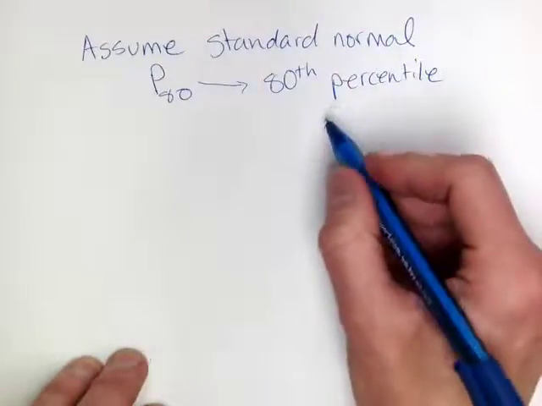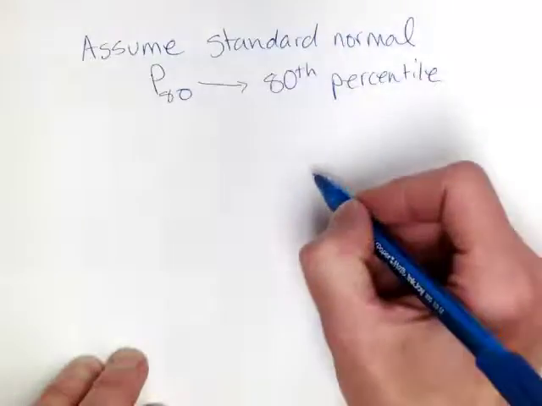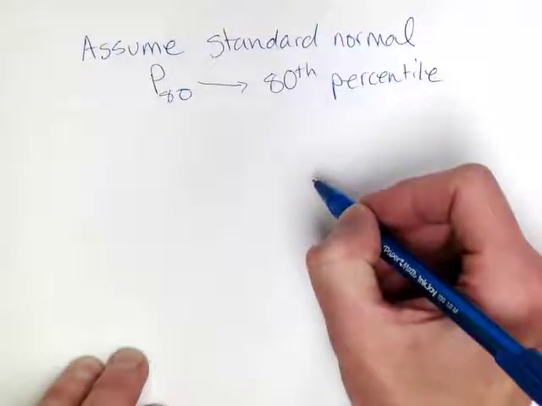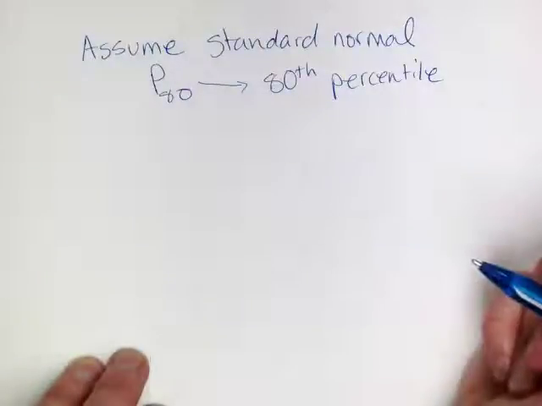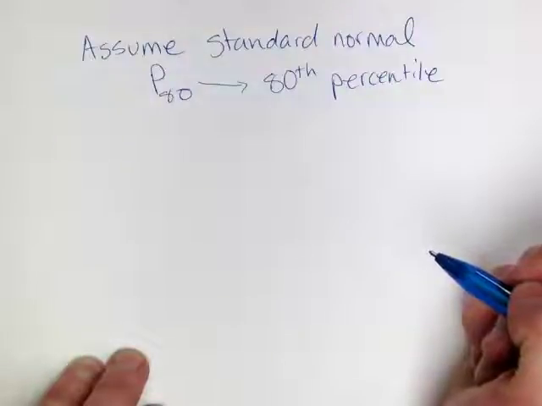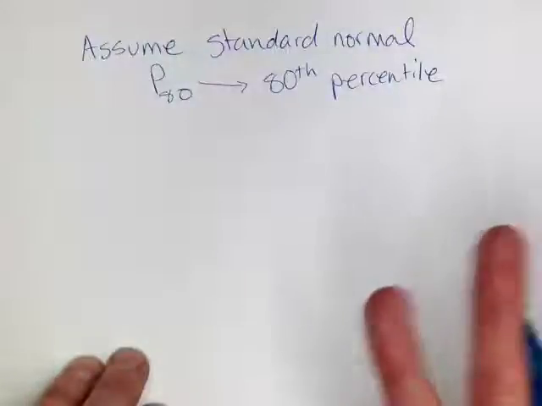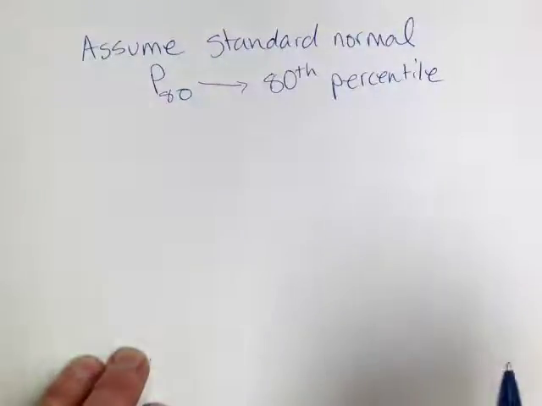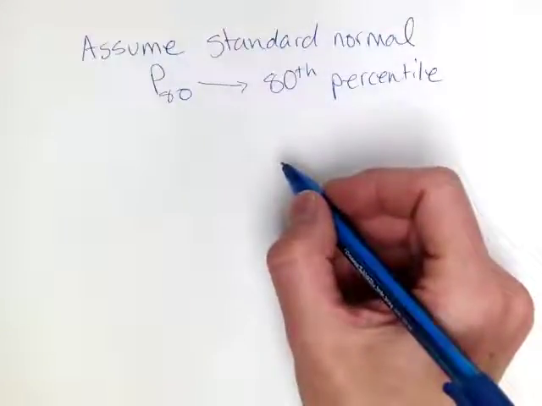Now, percentiles are cumulative areas which read from negative infinity up to the value in question. So if we're talking about IQ scores, the 80th percentile for IQ scores separates the upper 20% of IQ scores from the lower 80% of the IQ scores.